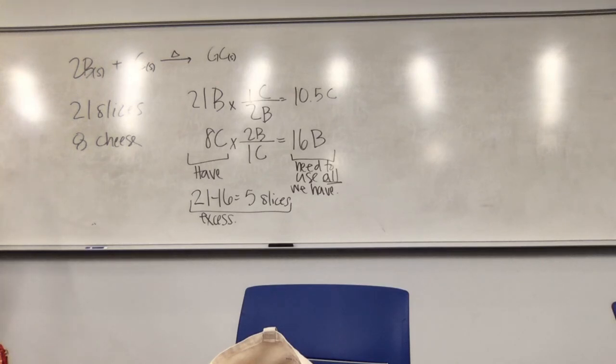So would it be cheese in this case? Cheese is the limiting reactant. So in this example, where we are going to go back to our production of water, 2 moles of H2 plus 1 mole of O2 gives you 2 H2O. If we start the reaction with 10 moles of H2 and 7 moles of O2, what is the limiting reactant?